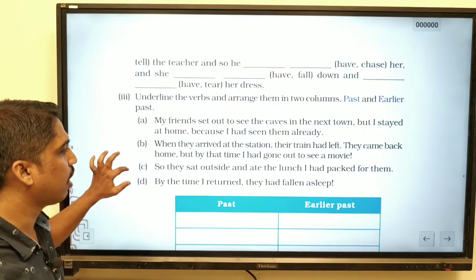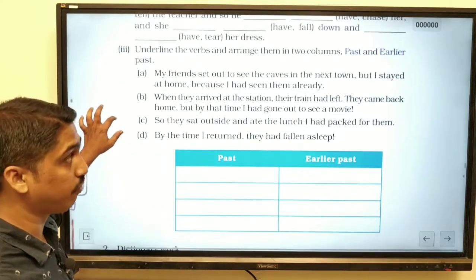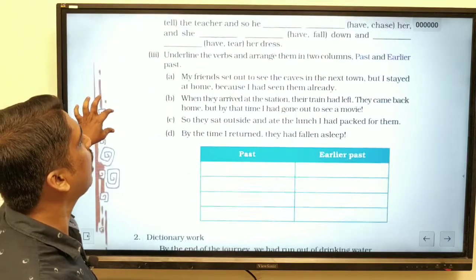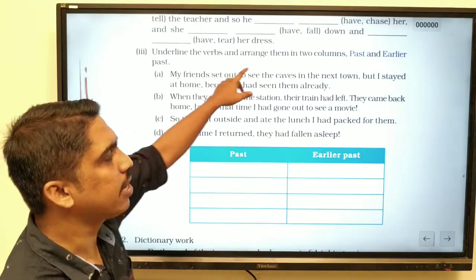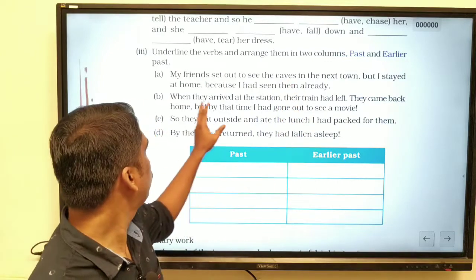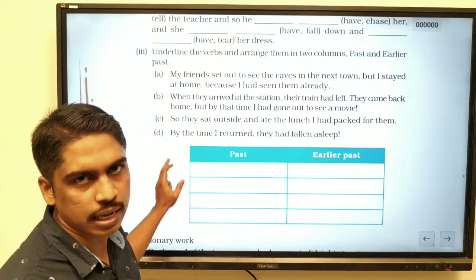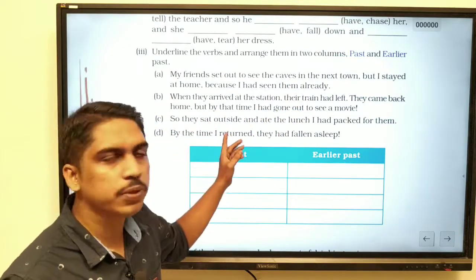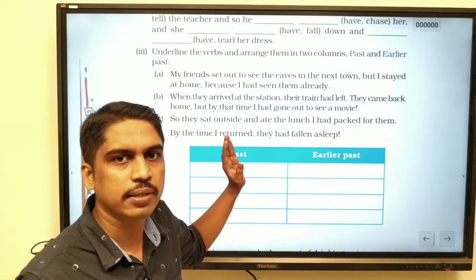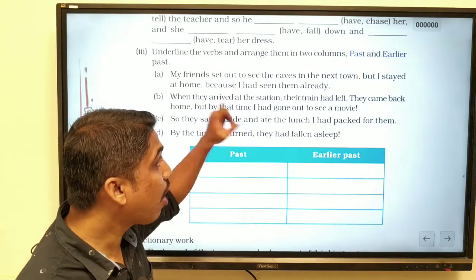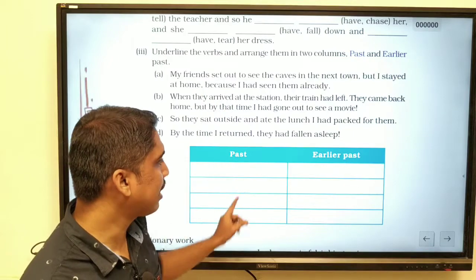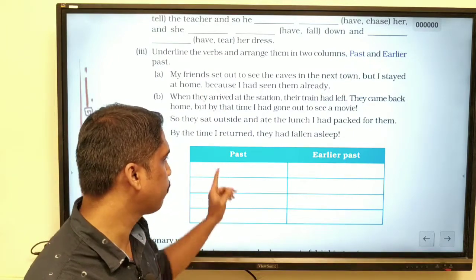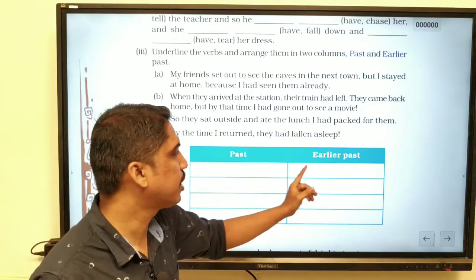And the last and final activity: underline the verbs and arrange them in 2 columns. Okay, 4 sentences are given here and so many verbs will be there. In every sentence you can see minimum 2 verbs. So you have to categorize them into 2 columns. First one past and second one earlier past.